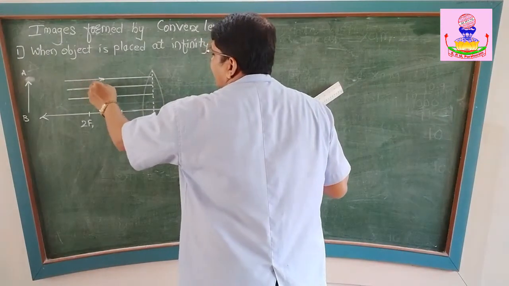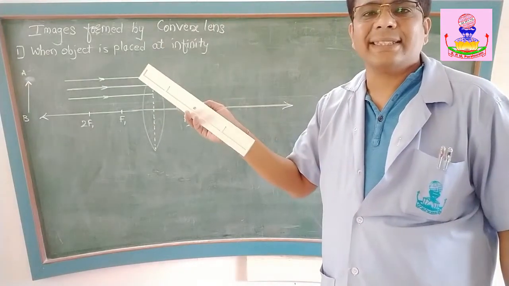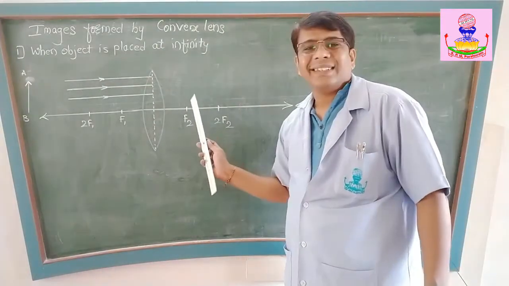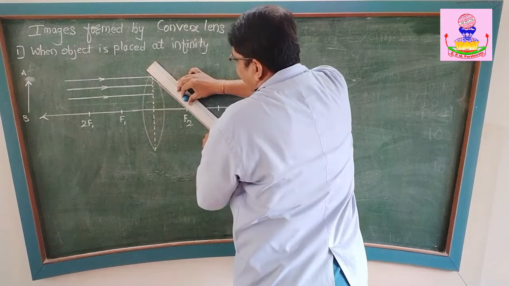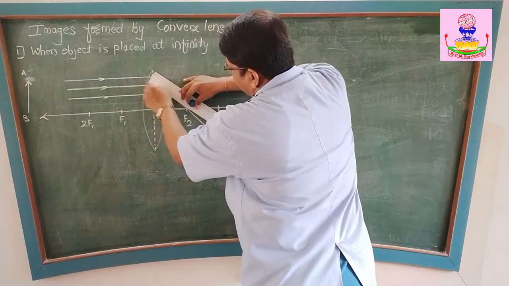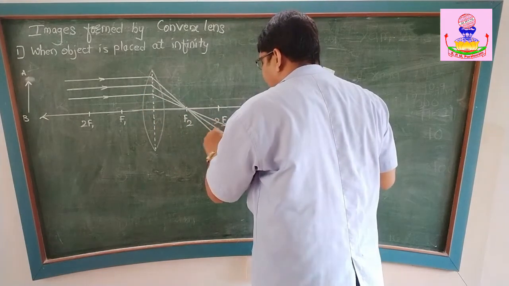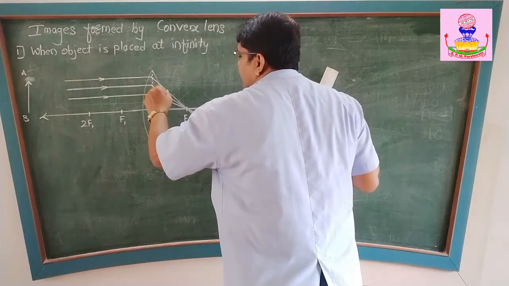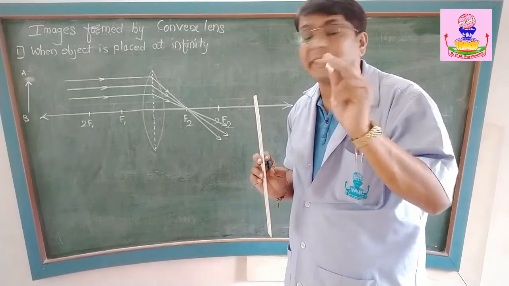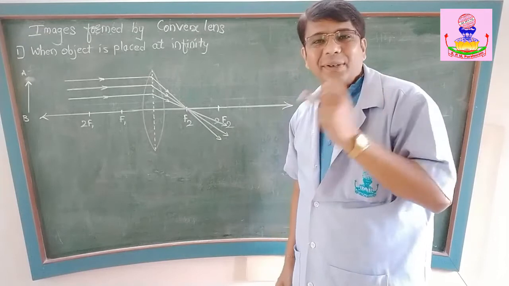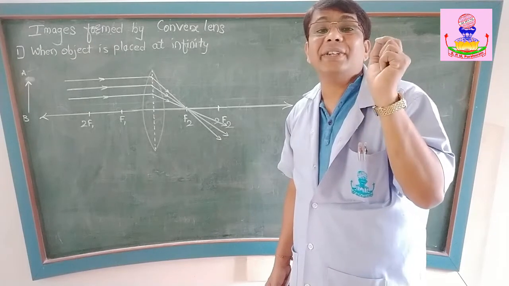Now we know the first rule used for drawing the images. What is that? Rays of light parallel to the principal axis after refraction goes to focus. Yes, exactly. So they will pass through focus. Now, where do the rays intersect each other? At f2. So where is the image? At f2. What is the size? Point size. Very small or highly diminished.